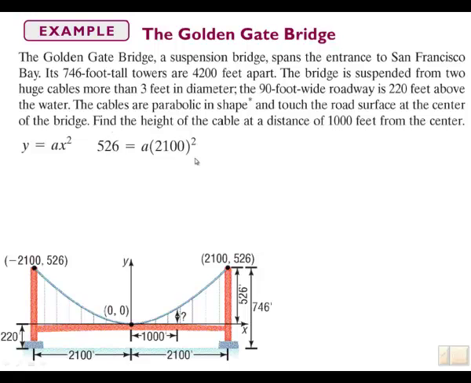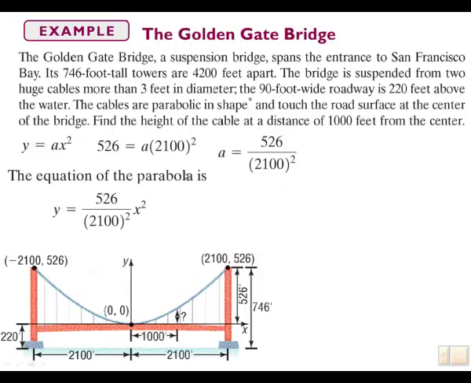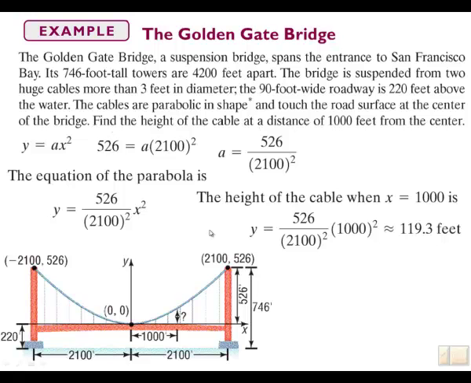So we divide both sides by 2,100 parentheses squared. And they just left it that way. They didn't square the denominator. And so now you can substitute that back in for a. And so now a is 526 over 2,100 squared, x squared.